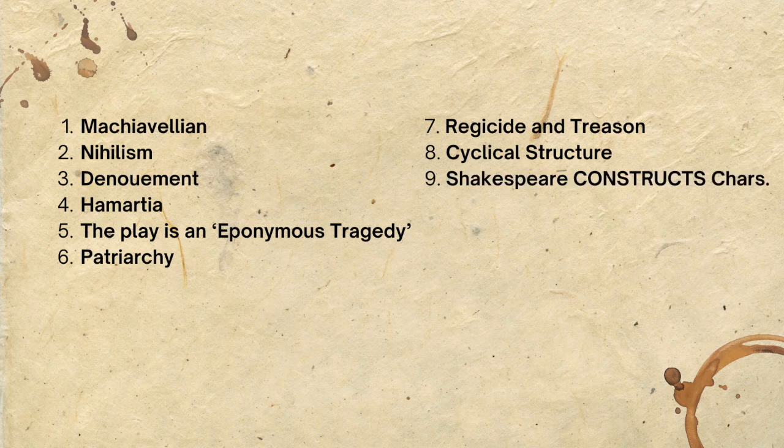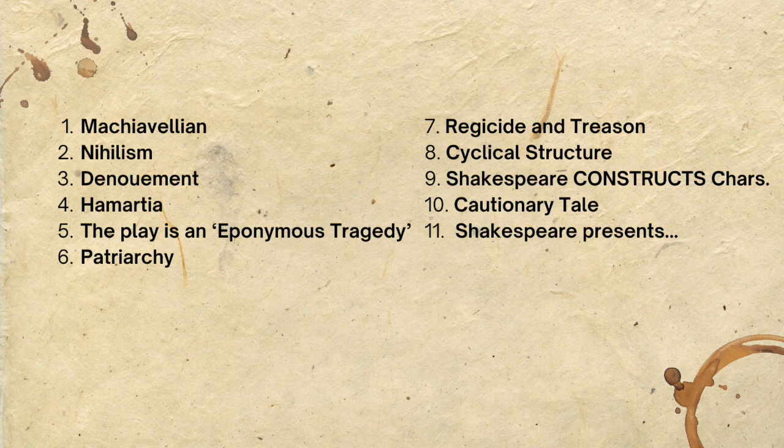Next, Shakespeare constructs characters. The word construct shows your awareness that these characters are created for a purpose. You may also mention how the play serves as a cautionary tale. You might use this in the conclusion for an essay on the negative effects of ambition, the supernatural, or giving power to women. Finally, use the phrase Shakespeare presents. I've mentioned this in my previous video, but recalling the playwright's name signals that you recognize the author's purpose.